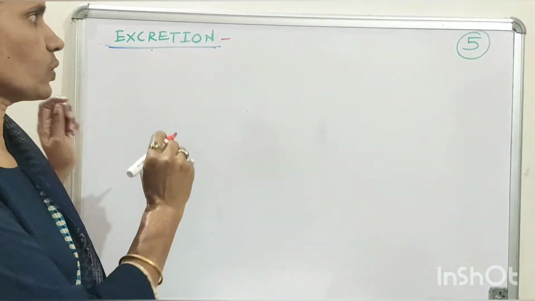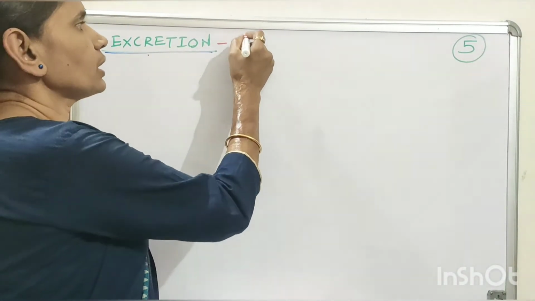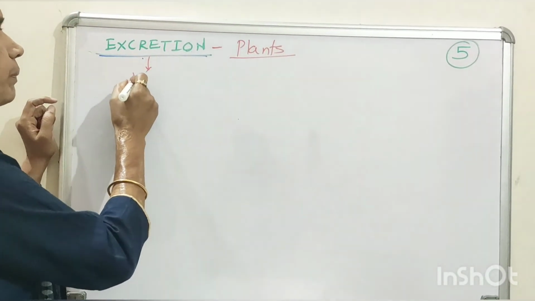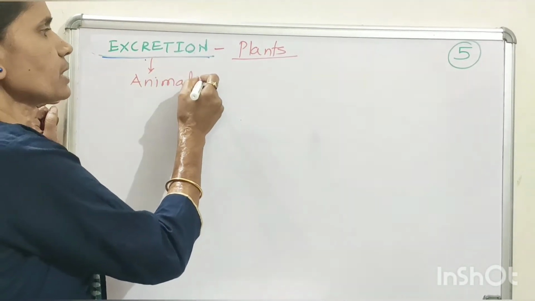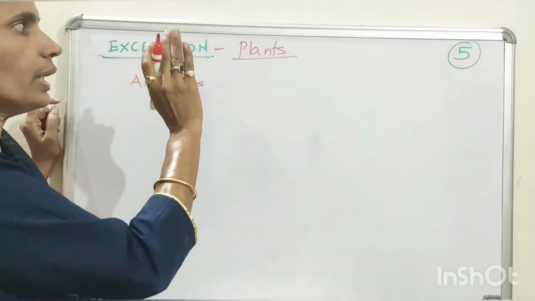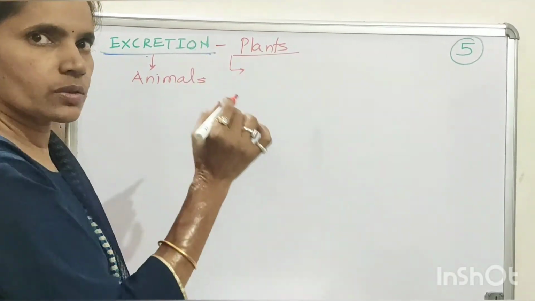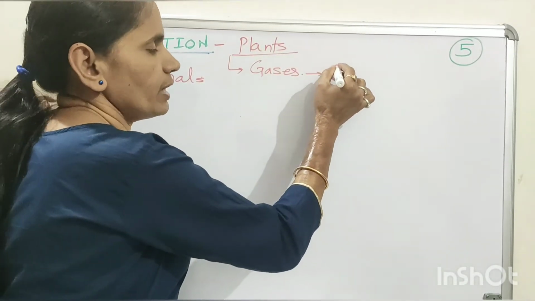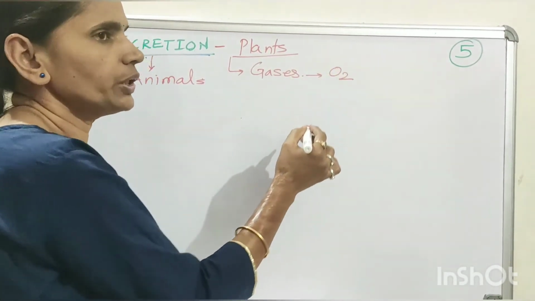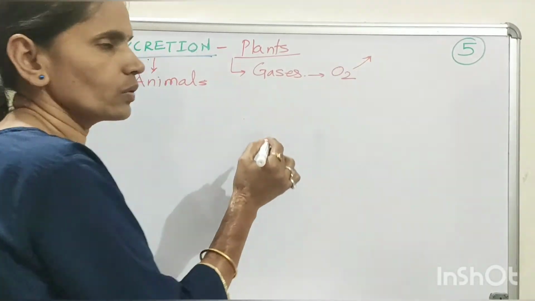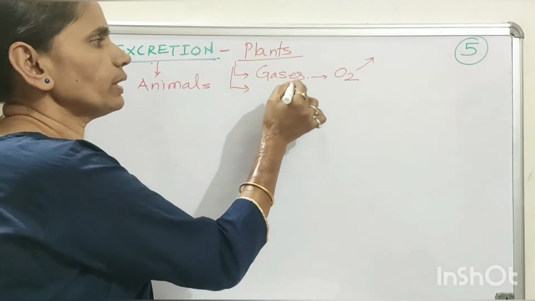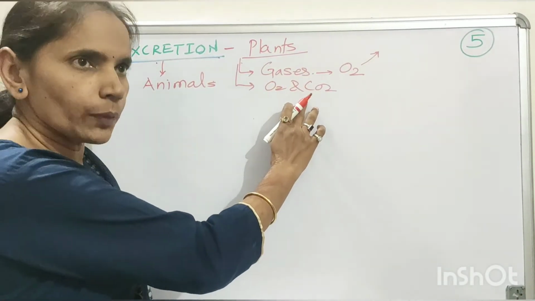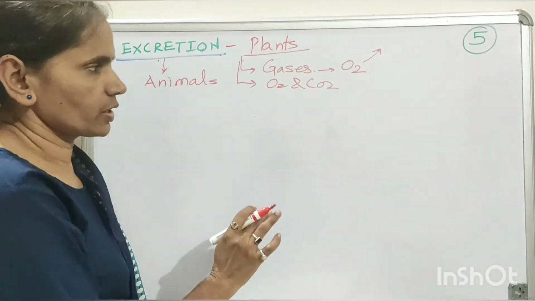Now coming to the last point from your chapter, that is excretion in plants. If we compare the process of excretion in plants with that of animals, it is completely different. In plants, the first waste product is gases. As we have seen, the gaseous waste product oxygen during photosynthesis is released outside, and the plants deal with gases like oxygen and carbon dioxide. So there is no problem regarding the excretion of gaseous waste products.